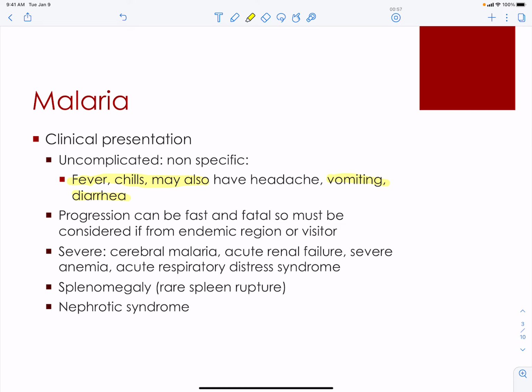So if you're in an endemic region, or a visitor to these endemic regions, you can get exposed to malaria. Malaria can have severe symptoms. Cerebral malaria, renal failure can occur, and acute respiratory distress syndrome also. You can have a splenomegaly, and the spleen could rupture, but that's very rare.